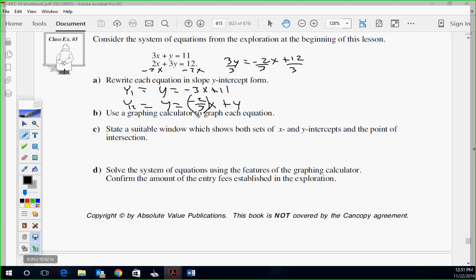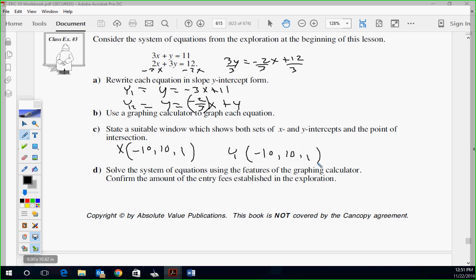Okay, and I want you to try to do the intersection. Okay, I'll pause the video, give you a chance to try that with your calculator. Let me know if you need help. Okay, when you guys did that, the window that's best is just the standard one, so you could use negative 10, 10 with the scale of 1. Your y could have been the same thing.